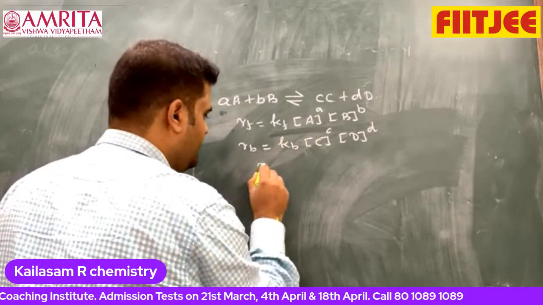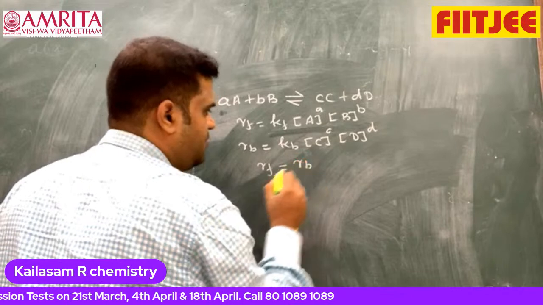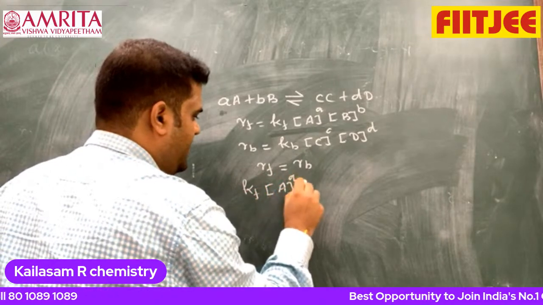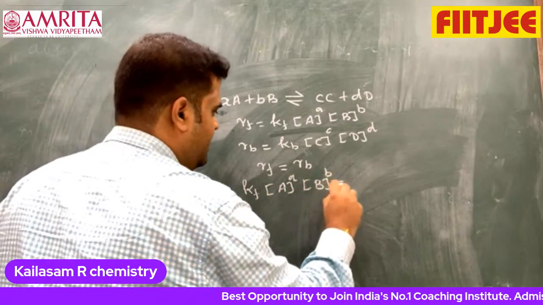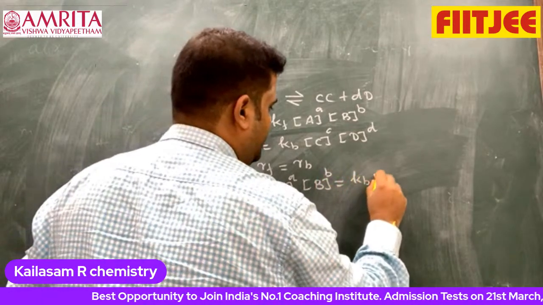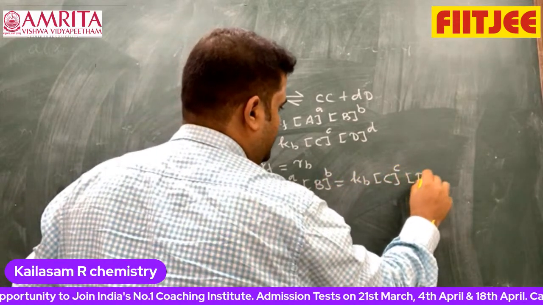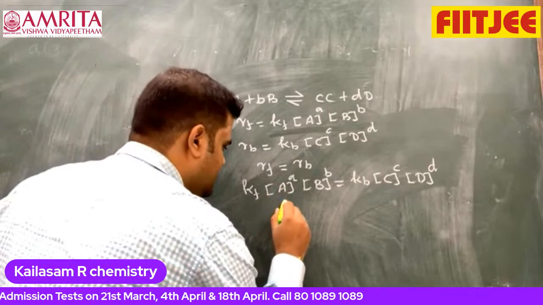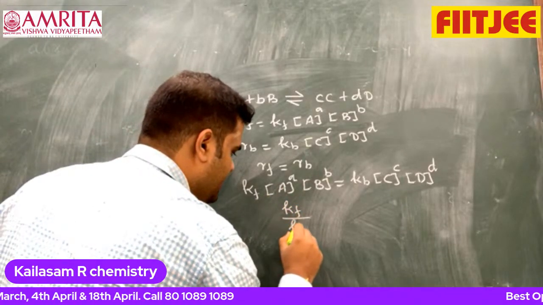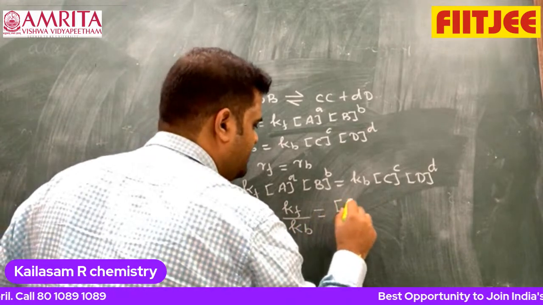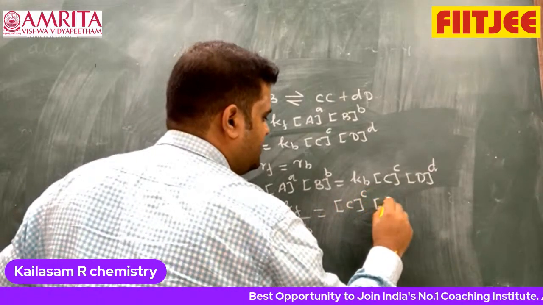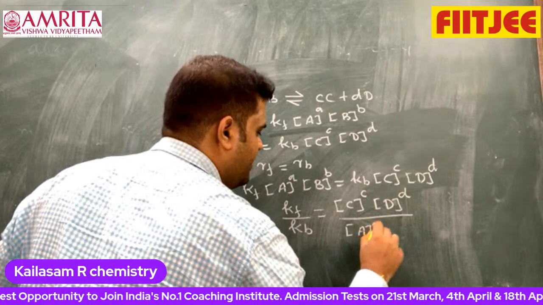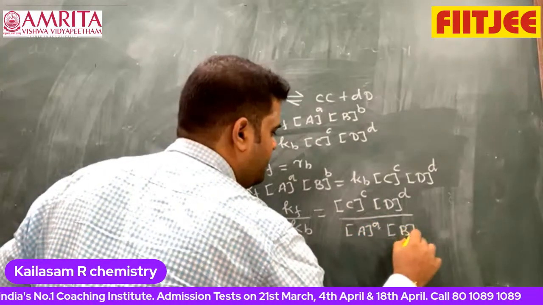Rf is equal to Rb. Now I can write Kf, concentration of A power a, concentration of B power b, is equal to Kb, concentration of C power c, concentration of D power d. Now I am going to write Kf by Kb is equal to concentration of C power c, concentration of D power d, by concentration of A power a, concentration of B power b.